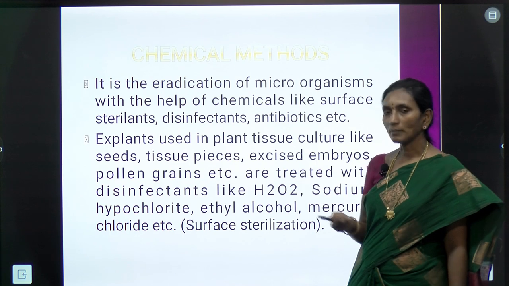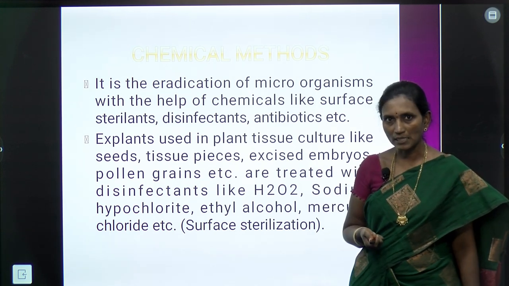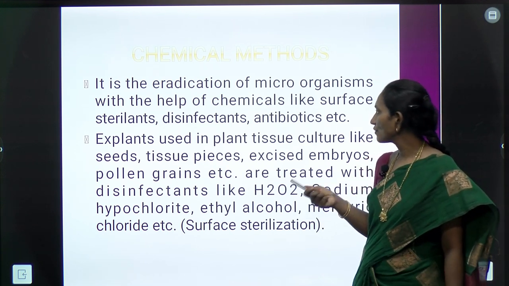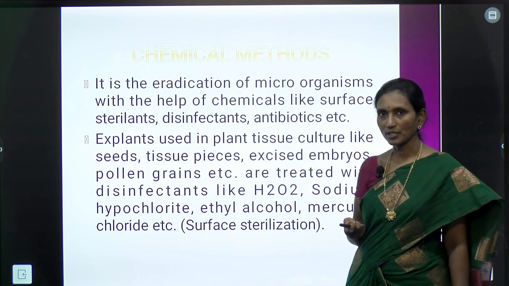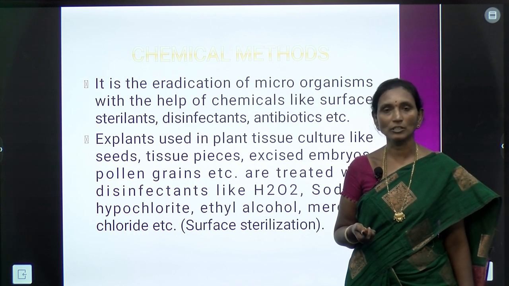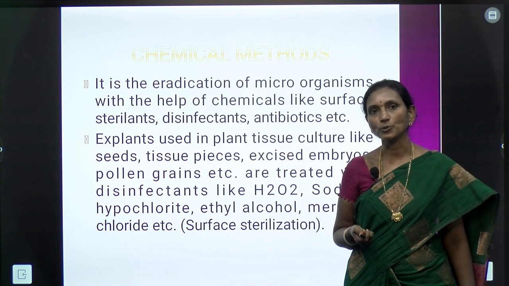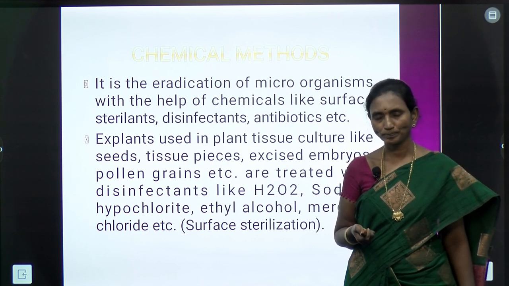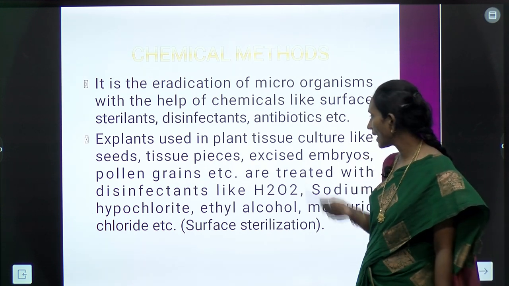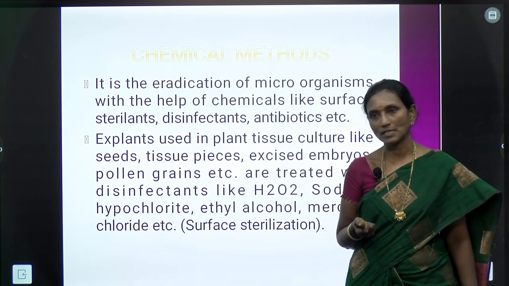So, what is chemical method of sterilization? It is the eradication of microorganisms with the help of chemicals like surface sterilants, disinfectants, antibiotics, etc. Surface sterilants are the chemicals which remove the microbes present on the surface of the explant. Disinfectants are generally used for treating the explant, and they will eradicate the microbes present in the explant. Antibiotics, you all know, they will eradicate the bacteria, etc.